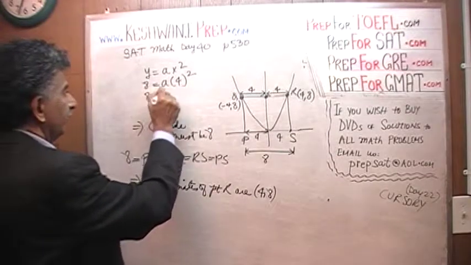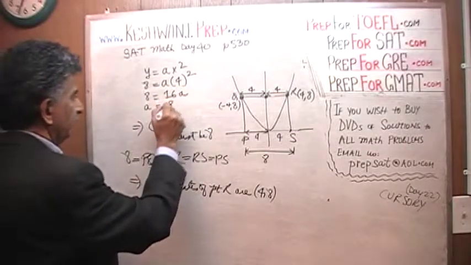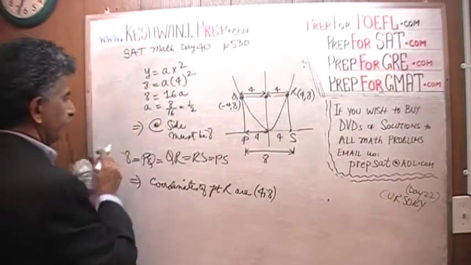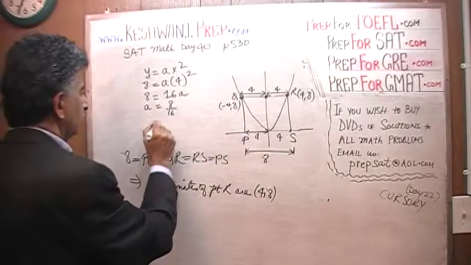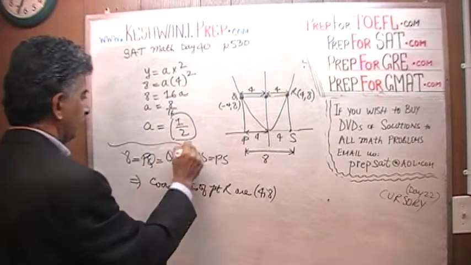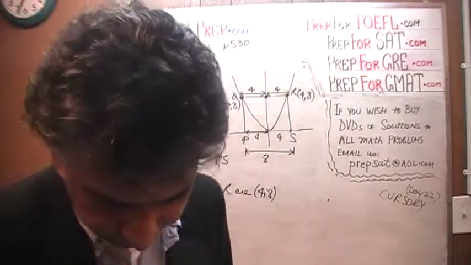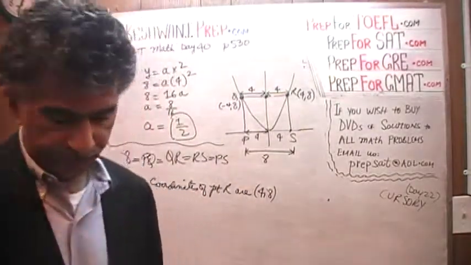So 8 equals 16a, and therefore a equals 8 divided by 16, or 1/2. That's it. 8 divided by 16, or a equals 1/2. That's our answer. We're done. That's what they're looking for. They're looking for the value of the constant a.